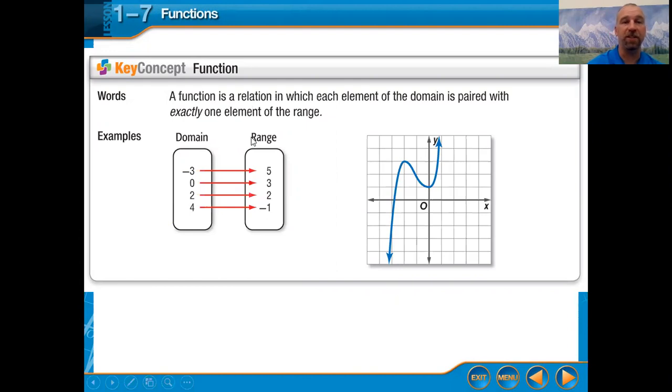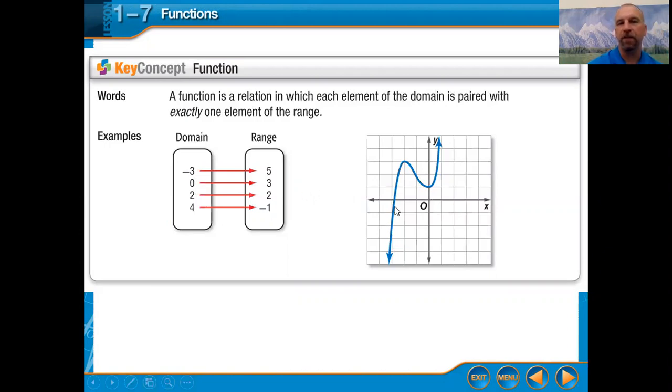A function is a relation in which each element of the domain, every x, is paired with exactly one element from the range, or y. Notice that in my mapping diagram here, every x has only one arrow coming off of it. If any of these x's had two arrows coming off of them because the number was repeated in the domain, it would not be a function. Every x goes to exactly one y. Only one arrow coming off of each number in the domain bubble.